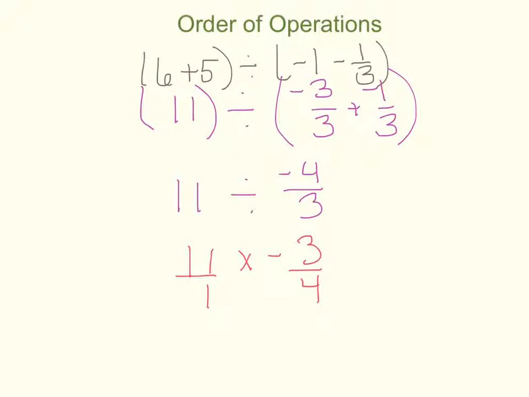And then 11 times 3 would be negative 33. 1 times 4 would be 4. And then you can just leave it as an improper fraction. Do not change it to mixed numbers.